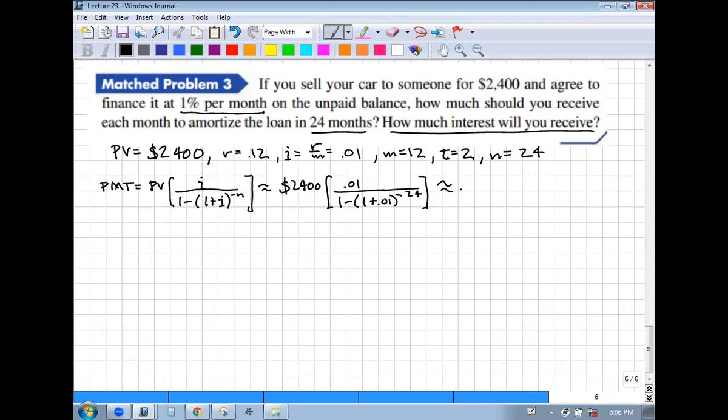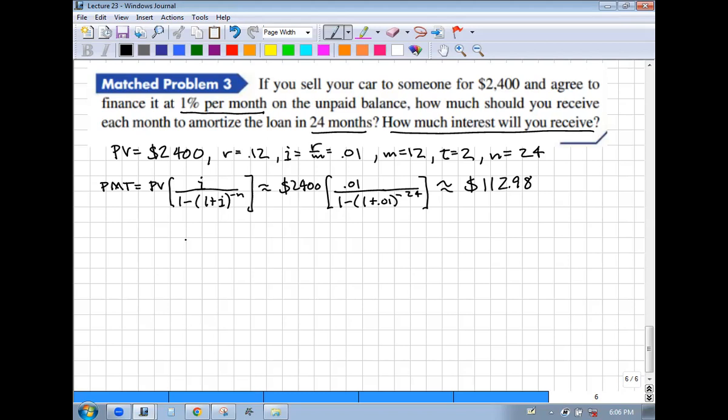Now plug this into our calculator. These are hard for me to do because there are so many parentheses. 2400, and my vision is terrible. We got 0.01 divided by 1 minus 1.01 to the negative 24. All right, I'm getting $112.98. So what y'all got?